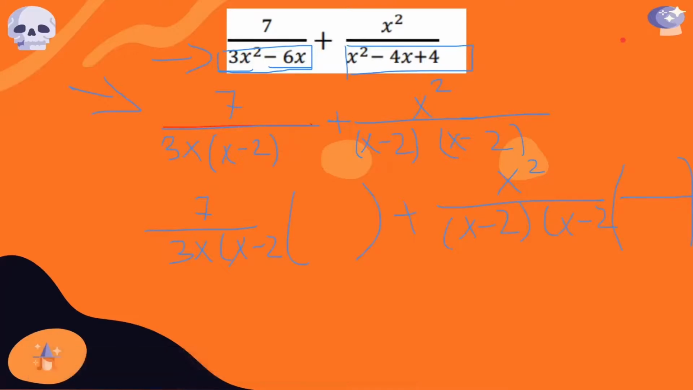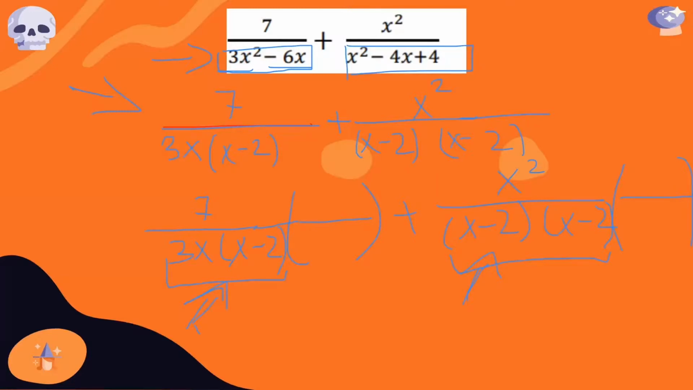So what should you be multiplying the top and the bottom of the first fraction with? Nothing. 1. Okay, so if you take a look at this denominator and this denominator, how many x minus 2s does this denominator have? 2. And how many does this one have? 1. Then what is the missing piece? So that this one will also have 2 x minus 2s. Oh, okay. It has to be 2.